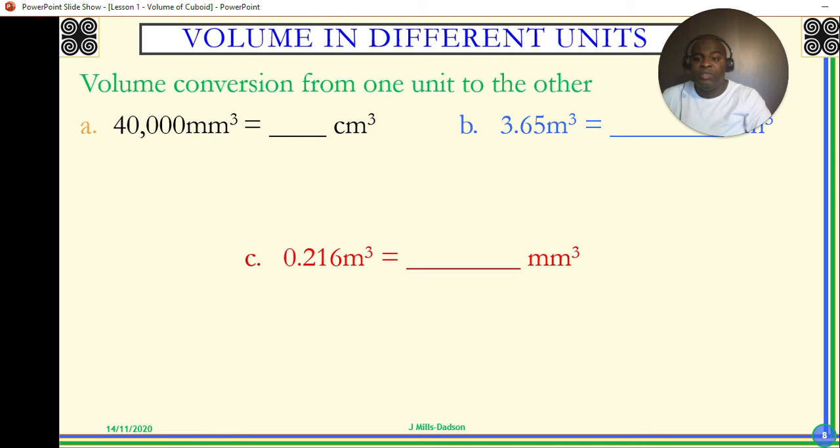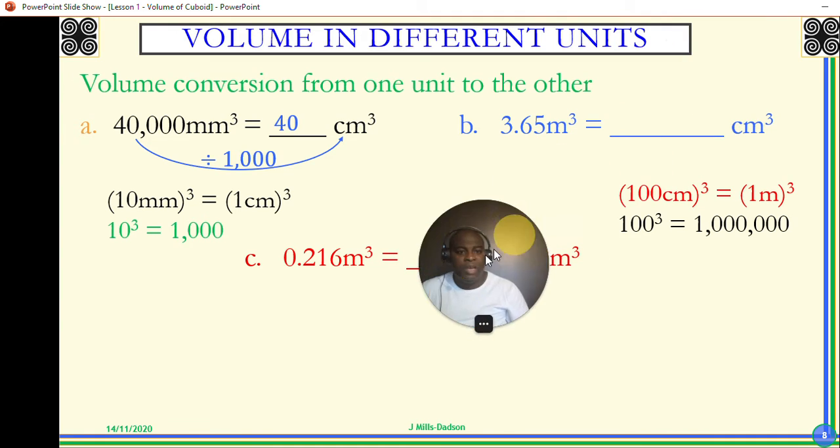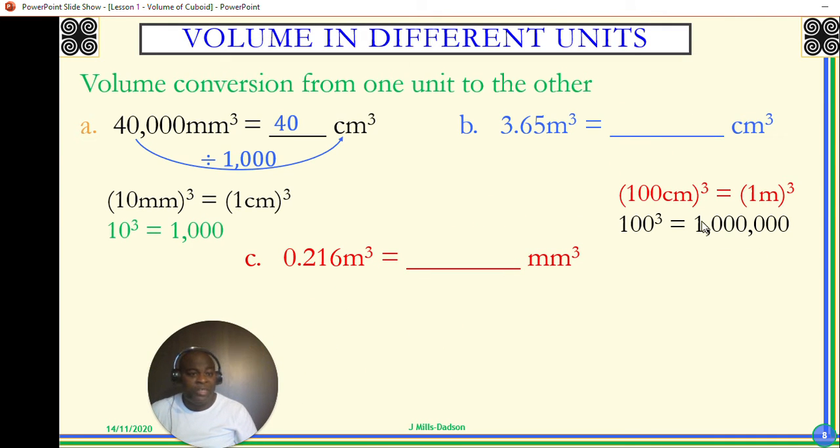40,000 millimeter cube into centimeter cube, the same method. We have the conversion factor. Now it's 1,000, not 10. And that gives you 40. We have a conversion factor of 1 million and not 100 because we are talking about cubes.